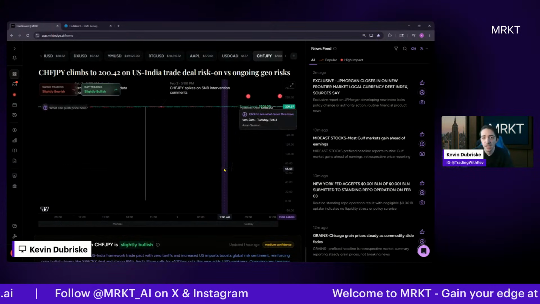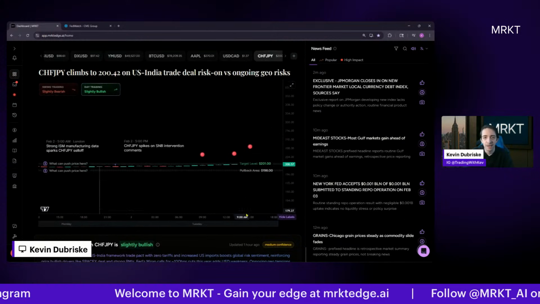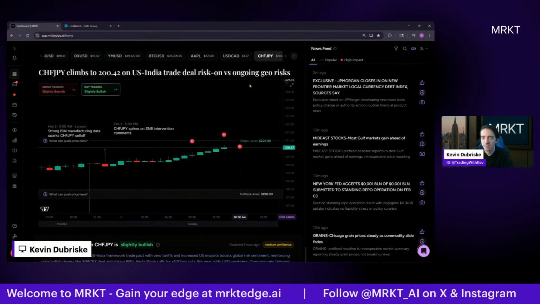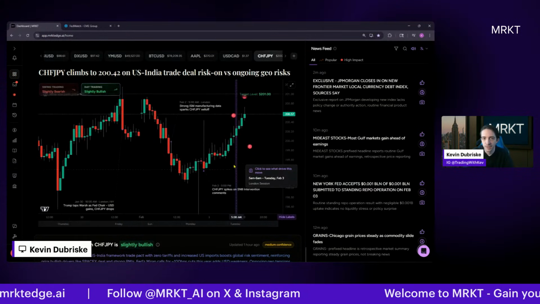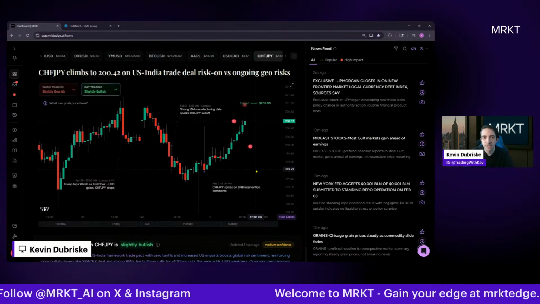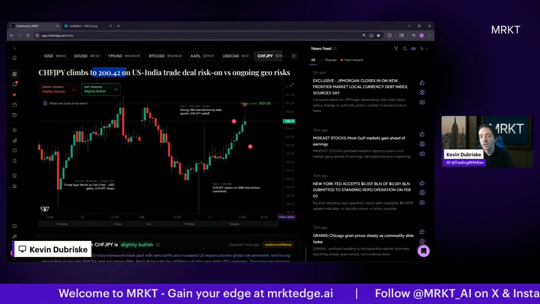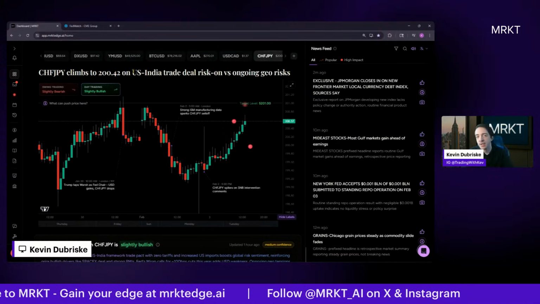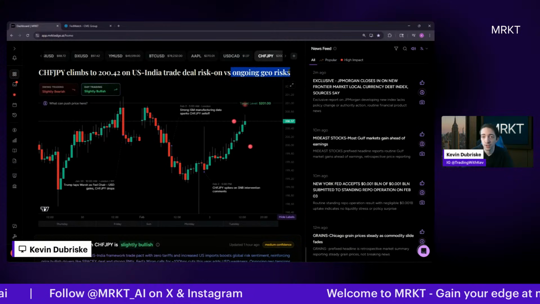Game changer. I do see we got a little bit of a chart issue on this one, so we'll kick that back to our team and see what's going on. It might have just been because of the price targets. There we go, that's better. So here we go, guys. Let's take a look at this one. CHFJPY climbs to 200.42 on US-India trade deal risk on versus ongoing geopolitical risks, right?